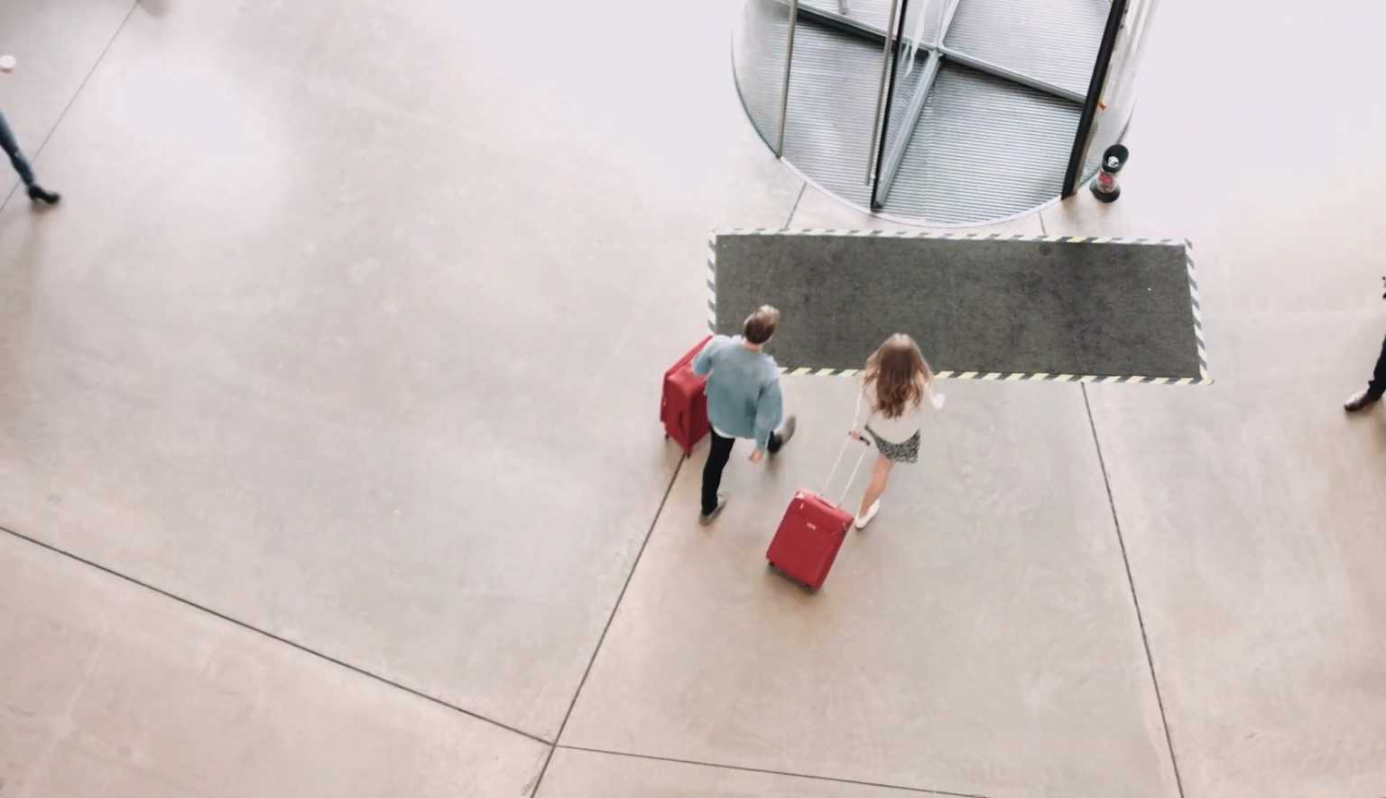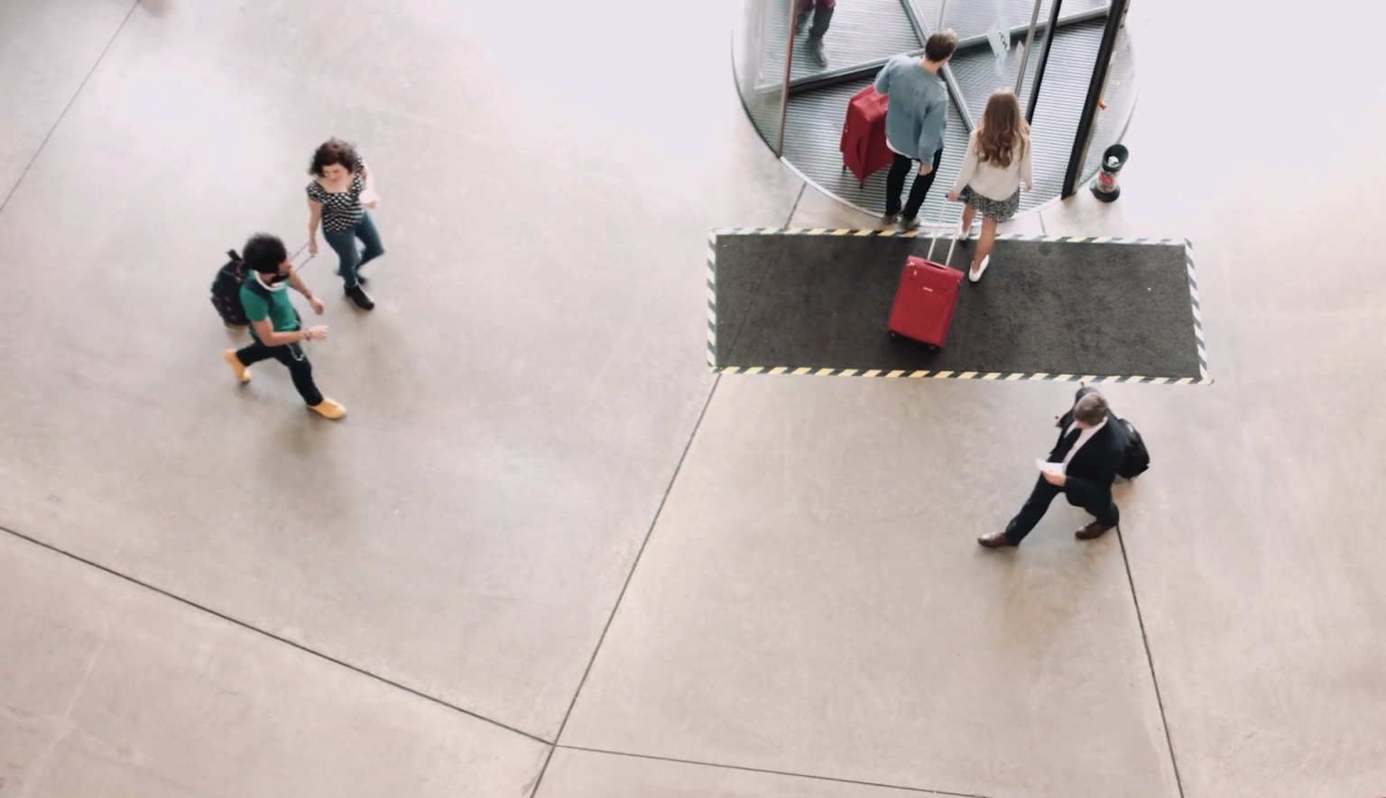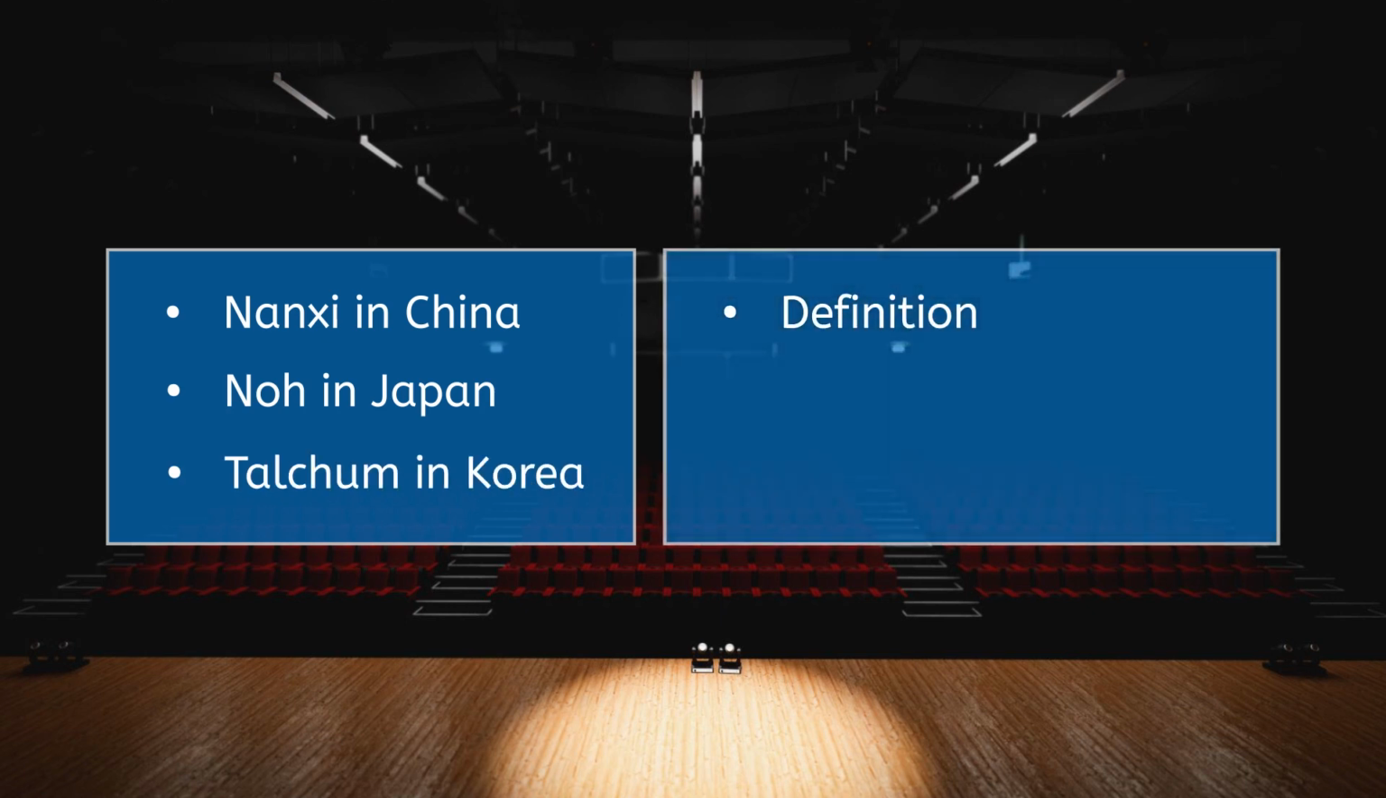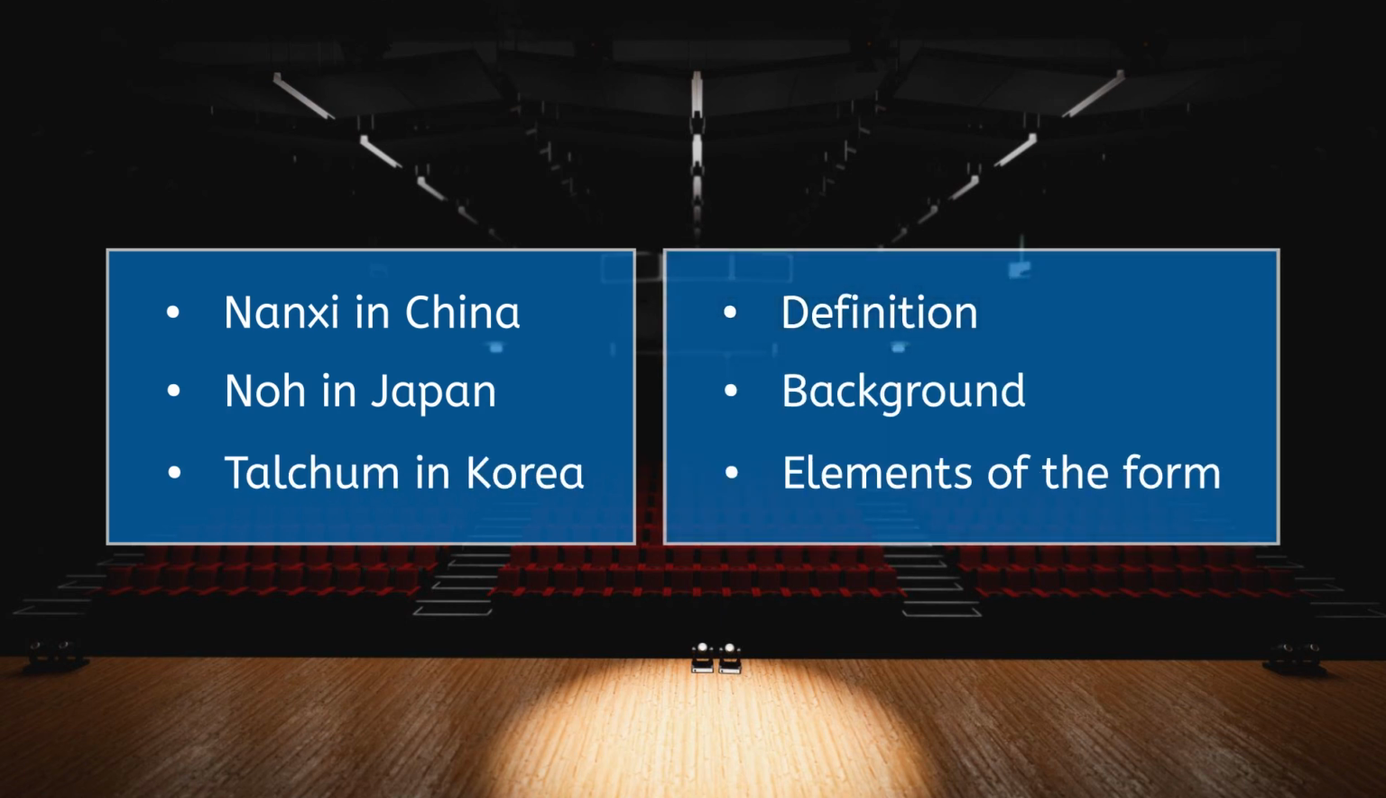And speaking of winning, you've been winning today as we toured across 3 different forms of East Asian theater, including nanxi in China, No in Japan, and talchum in Korea, learning how to define, describe the background, and list the elements of these 3 different artistic forms.